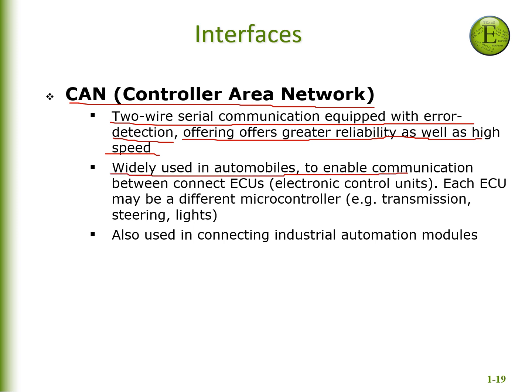That is where we wish to enable communication between different electronic control units, and each electronic control unit has a specific role to play, such as an ECU for the transmission system, or the steering system, or the light control system. These ECUs may be very different in their construction or functionality, but they can all be connected with the help of the CAN controller area network. And these are also used in several industrial automation modules.